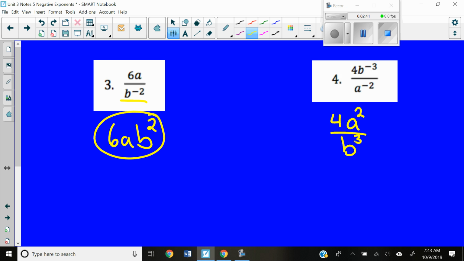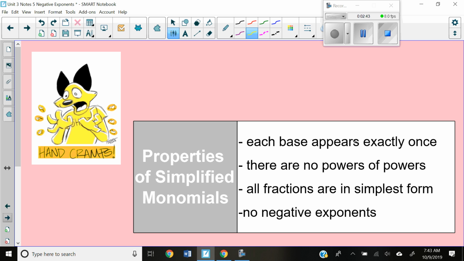All right, so let's just remind ourselves, how do we know it's a simplified monomial? Each base appears exactly once, so that means you end up with only one a, one b, one c, one x, one y, one z, etc. when we get to our answer. There are no powers of a power, so I have nothing outside parentheses that I need to distribute in. All fractions are in simplest form. Okay, so we reduce those fractions. Again, don't subtract fractions, reduce them. And the last one, no negative exponents. This is a new addition from what we've looked at. So pause the video here to make sure everybody gets everything written down.